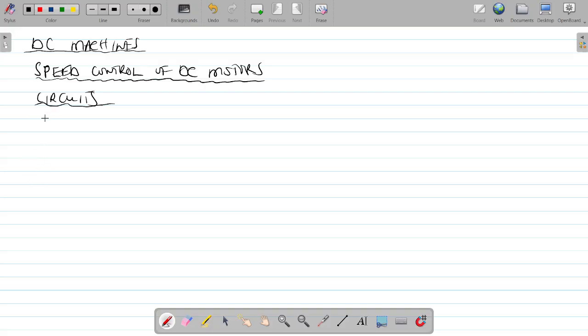For circuits, we have three main circuits. We have this one, the series circuit. I'm not going to sketch them the way you see them in your textbooks, but they're still series. So in a series circuit, we have your armature. It's connected in series with a field resistance.